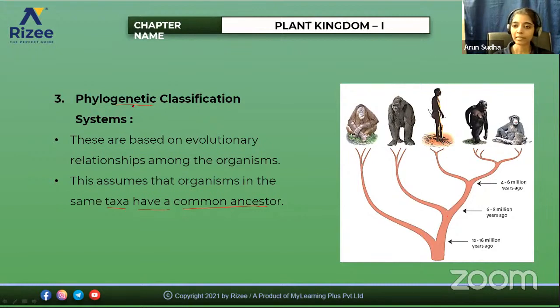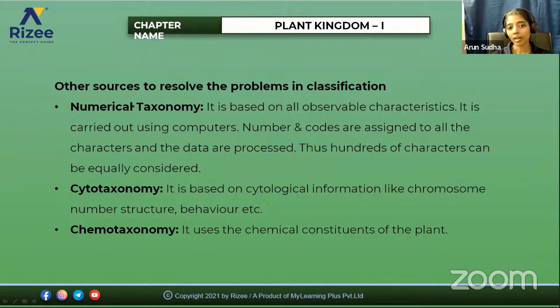So there are other sources to resolve the problems in classification. Apart from these evolutionary factors, nowadays many other factors are taken into account for classification. For example, numerical taxonomy. What is this numerical taxonomy? We saw that the other day. It is based on all the observable characteristics, and it is carried out using computers. Numbers and codes are assigned to all the characters.